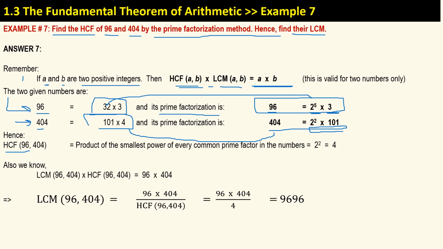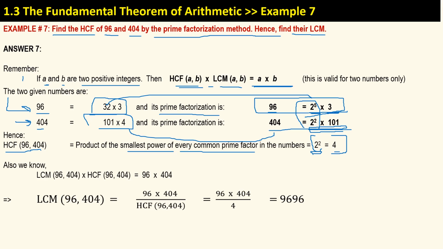Hence the HCF of 96 and 404 will be 2 raised to power 2, which is 4, because HCF is the smallest power of every common prime factor, and the common prime factor between these is only 2, and we take the smallest power, which is 2 raised to power 2. That is, the HCF of these two numbers, 96 and 404, is 4.